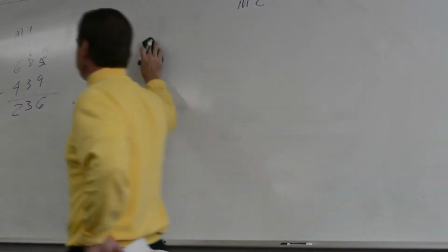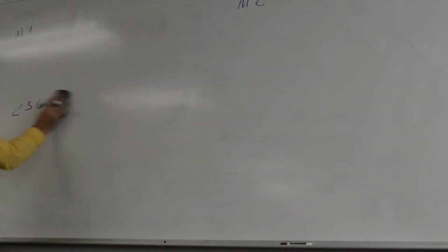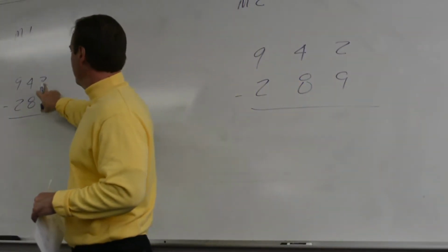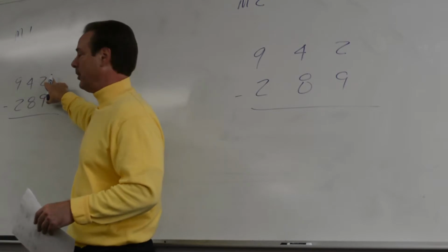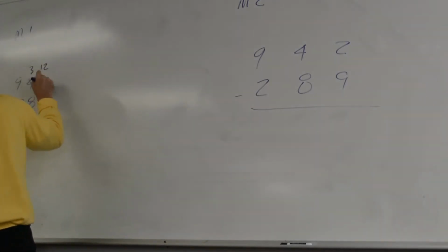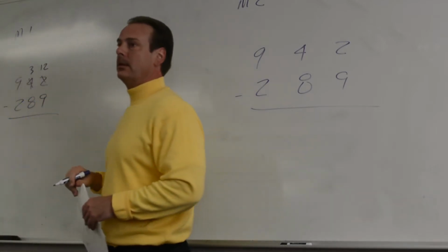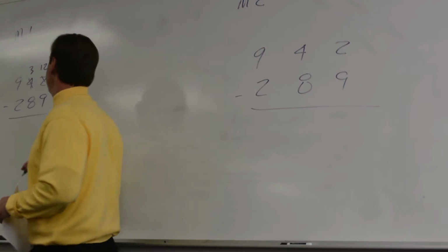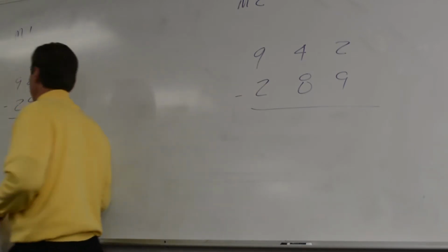Let's try it again. All right, we'll go back over here to this problem. We're trying to take 9 from 2. Impossible, right? We borrow from the 4. This becomes 3. This becomes 12. Okay. 12 minus 9 is 3.